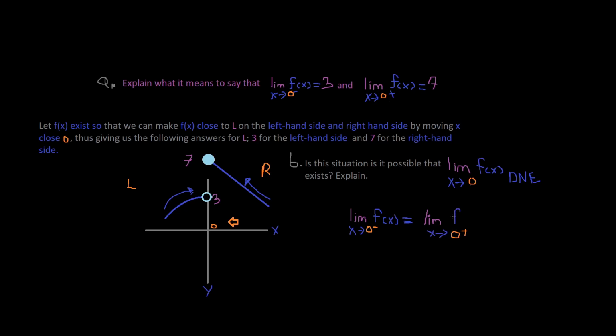And so if the right hand side was leading up to 3, it equaled 3, right? Let's say this equals 3. Then in this situation the limit exists. But since it does not equal 3, the limit does not exist. So just keep that in mind.